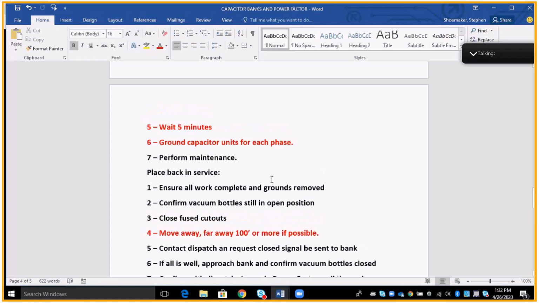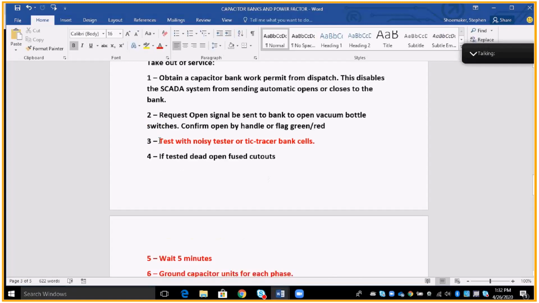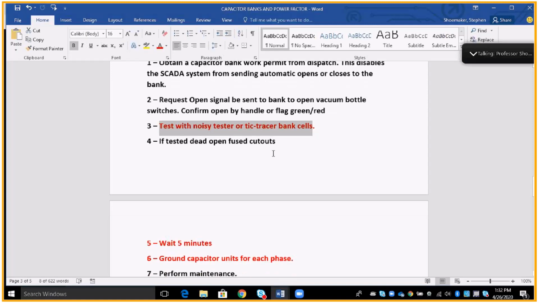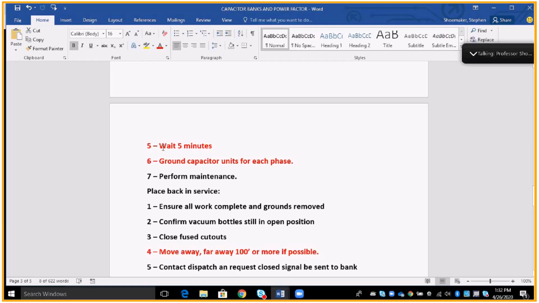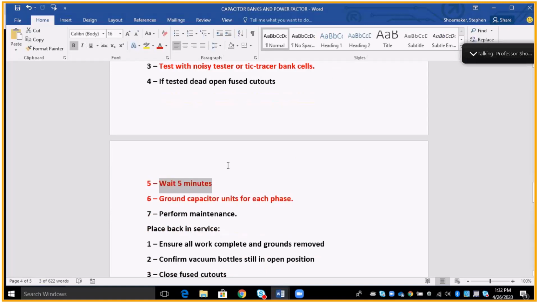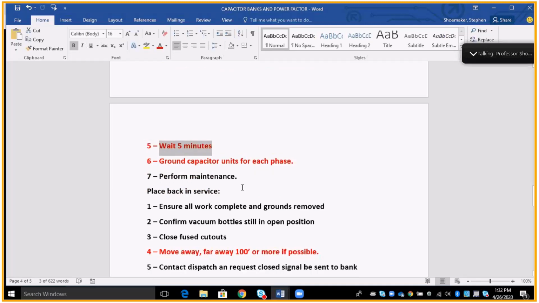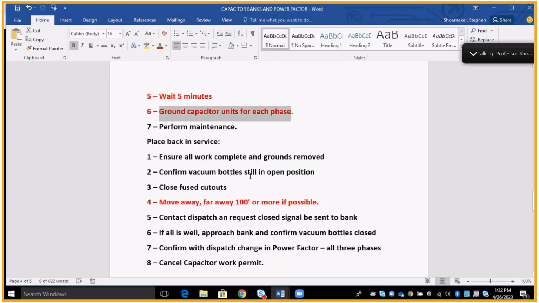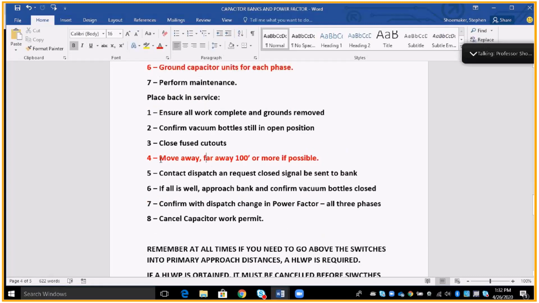Big items here. Before grounding, to determine if your vacuum bottles are open, because you don't have a visual open point, test the bank cell itself with a noisy tester or tick tracer. Wait 5 minutes. I've seen some guys say, yeah, I got the open signal, I've tested it, and then they're in a hurry. I've got to put my grounds on right away. They didn't wait, and that capacitor still had a charge on it. You've got to wait your 5 minutes. Ground the capacitor units for each phase, and when you're using SCADA, use it to its full extent. Move away, as far away as possible from the bank on a close.